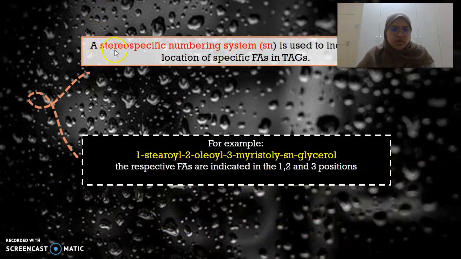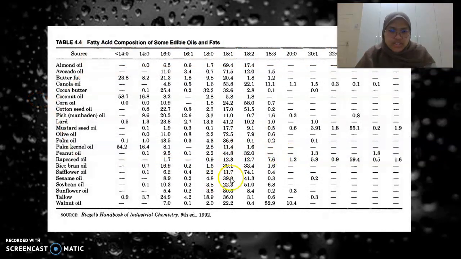Next is the stereospecific numbering system, SN, which is used to indicate the location of specific fatty acids in a triglyceride. For example, 1-stearoyl, 2-oleoyl, 3-myristoyl-sn-glycerol, where the respective fatty acids are indicated in the 1, 2 and 3 positions. This kind of information is very valuable in relating properties of certain fats to compositional data. This table shows the fatty acid composition of some edible oils and fats. That's all for me. Thank you.